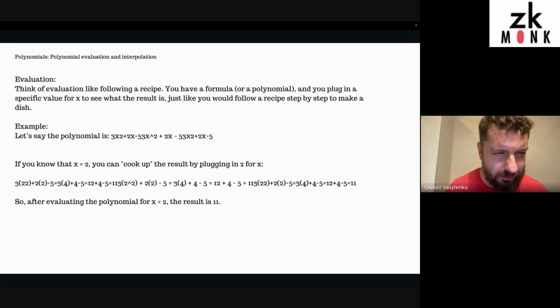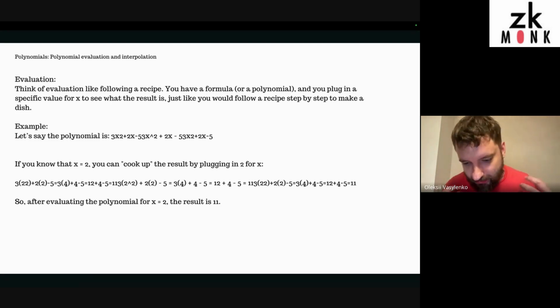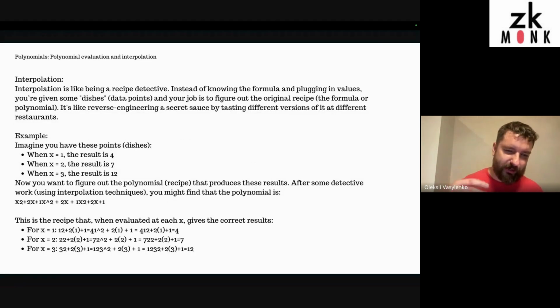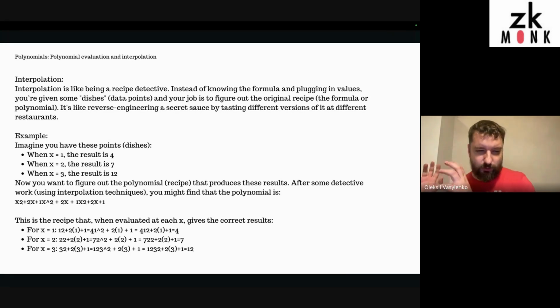Evaluation, so polynomial evaluation and interpolation. Evaluation allows you to, you have a formula, and you just plug in a value into the polynomial formula and see what result it might be. So you get the result from the formula. Interpolation is the opposite. If x value 1, result should be 4, x value 2, result should be 7, and you know this data. By this data you can create a formula which satisfies these rules.